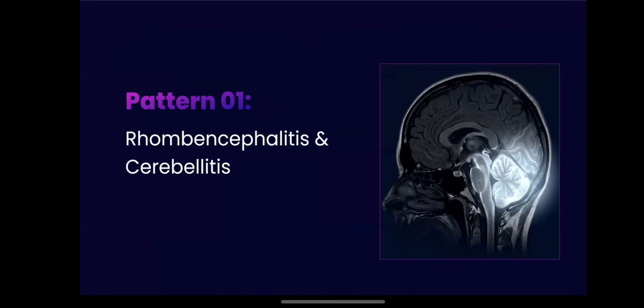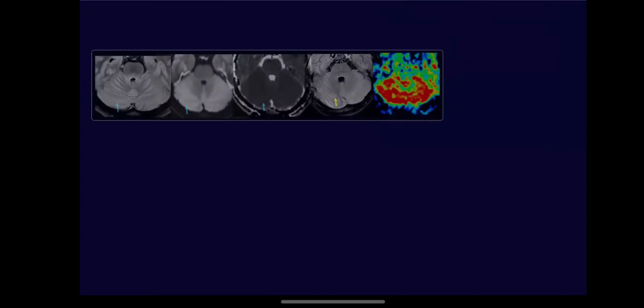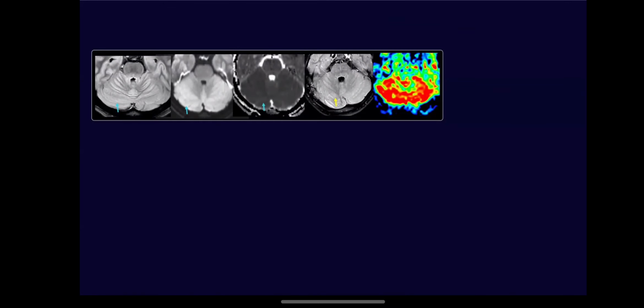So we will be starting with rhombencephalitis, which is my first pattern, and also cerebellitis. Now there are two cases here. This is my first case. Essentially, what you see here, what is really striking is the florid hyperperfusion in bilateral cerebellar hemispheres. Go back to the structural imaging, we do see that there is FLAIR hyperintensity along the cerebellar folia. This dubious diffusion restriction, I really wouldn't call it that. But what I do see on post-contrast FLAIR images is the enhancement along the leptomeninges, right?